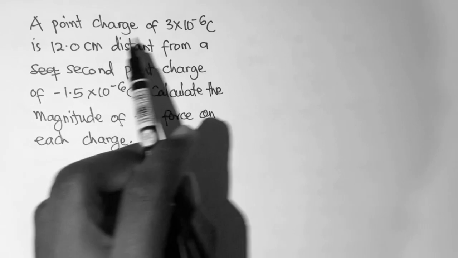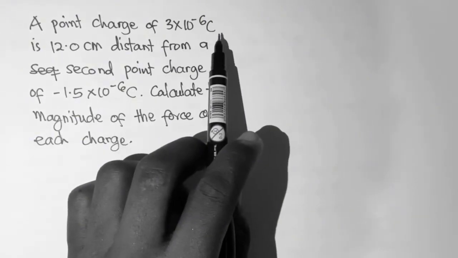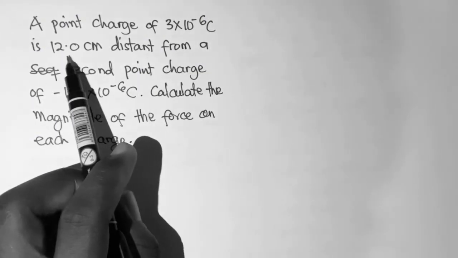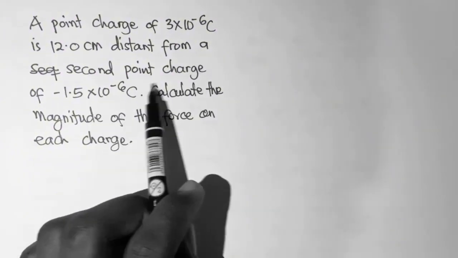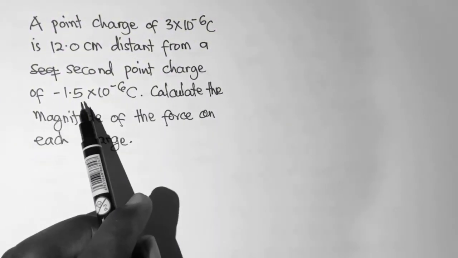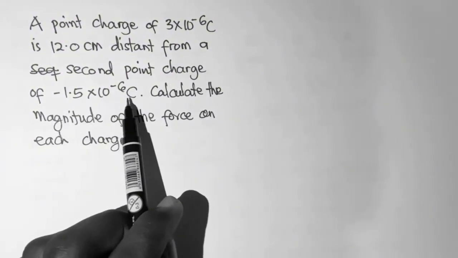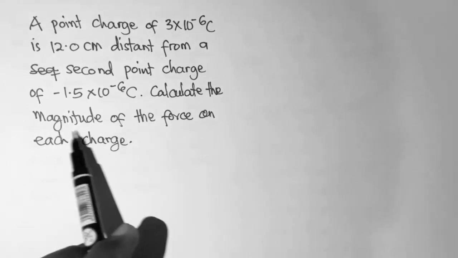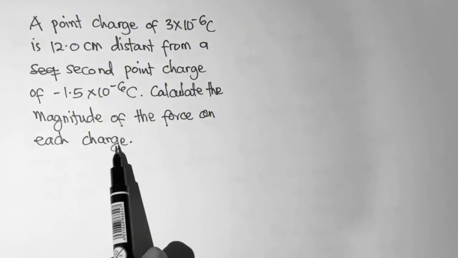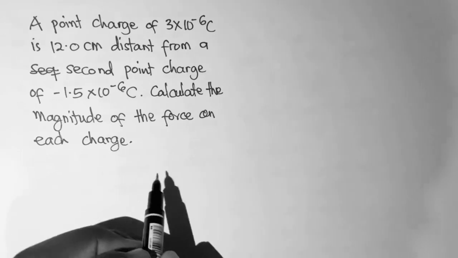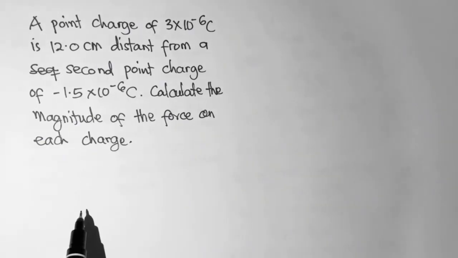A point charge of 3 times 10 to the minus 6 coulombs is 12 centimeters distant from a second point charge of minus 1.5 times 10 to the minus 6 coulombs. Calculate the magnitude of the force on each charge. So it's similar to what we did initially.